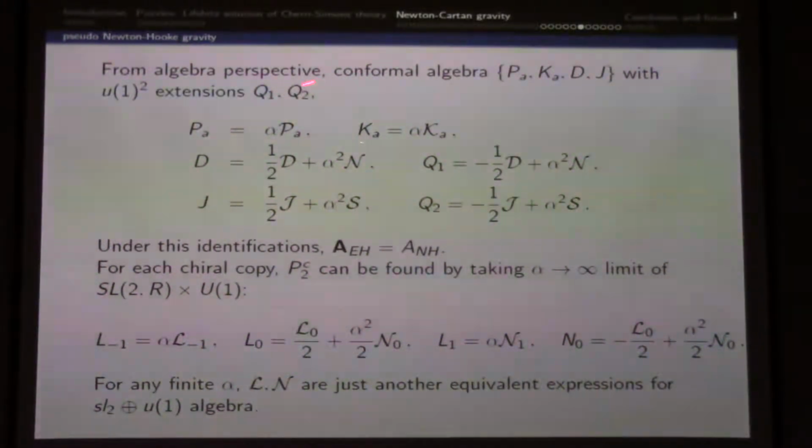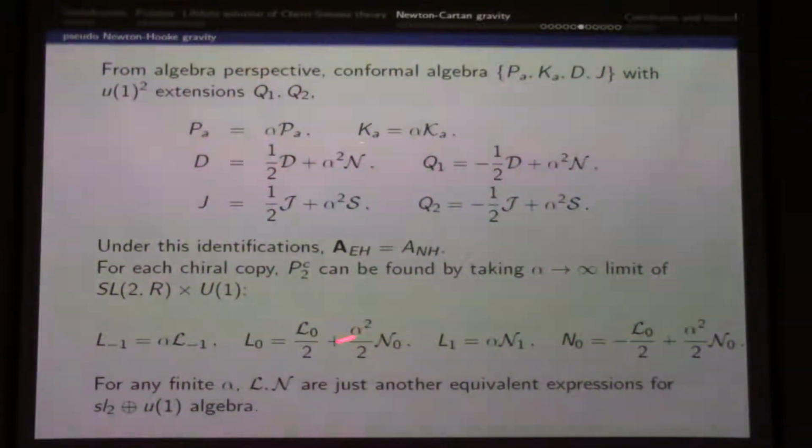And from the algebra perspective, it's like I do some rescaling in spatial translation and the spatial conformal transformation of the conformal algebra. And there is the linear combination in the dilatation and the rotation. Under this identification, you send alpha goes to infinity. You can find Einstein-Hilbert action. The gauge field is exactly the same as Newton-Hooke gauge field.